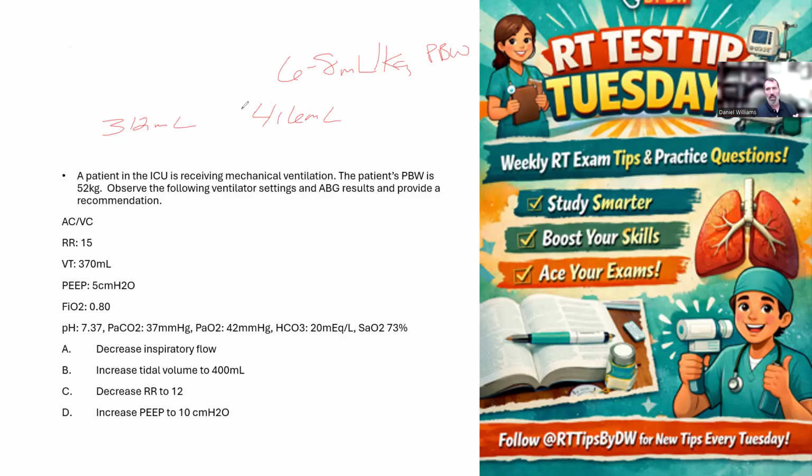pH is 7.37. You got to remember your normal values. Quick rundown of those. pH 7.35 to 7.45. PaCO2 35 to 45 millimeters of mercury. PaO2 80 to 100 millimeters of mercury. Bicarb 22 to 26 milliequivalents per liter. Base excess plus or minus 2. SaO2 95 to 100%. So that's where our normal values are, and then we got to remember the relationships.